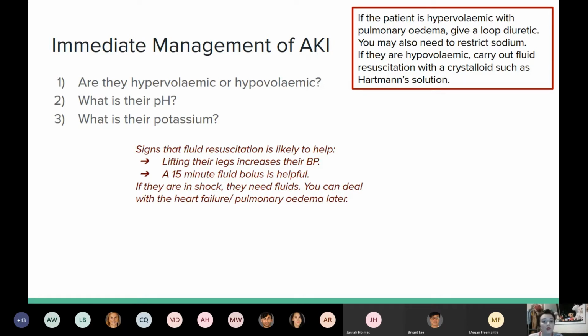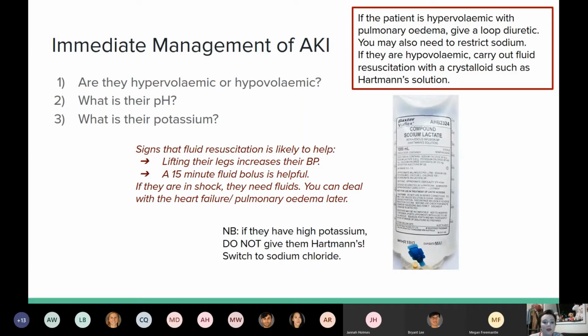Signs that fluid resuscitation is likely to help would be things like, if you lift up the patient's legs and their blood pressure goes up, that suggests that they need to be given fluids. Or equally, you can give a 15-minute fluid challenge, and if they react well to that, that suggests you need to give them more fluids.